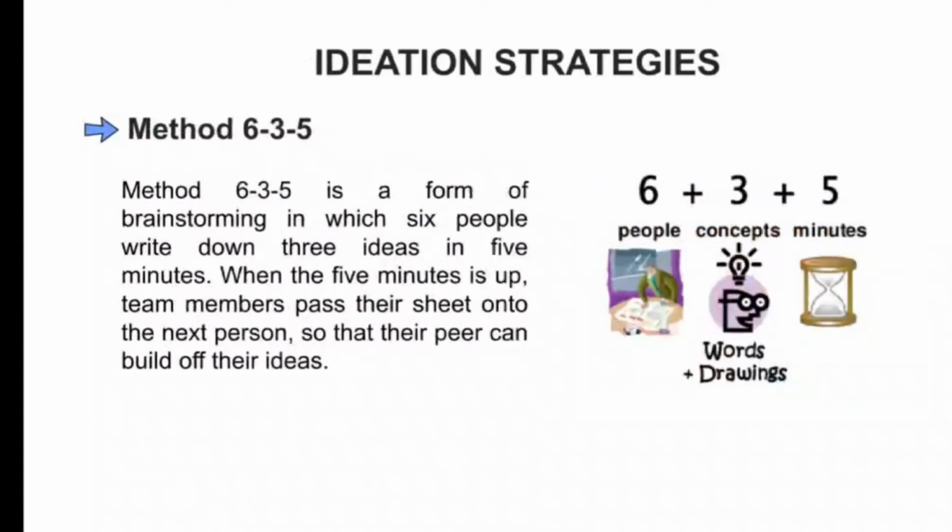Next strategy is the method 635. Method 635 is a form of brainstorming in which 6 people write down 3 ideas in 5 minutes. When the 5 minutes is up, team members pass their sheet onto the next person so that their peer can build off their ideas. This activity is completed in silence to avoid any one employee from dominating the discussion or idea generation, democratizing the process and placing each employee on a level playing field.